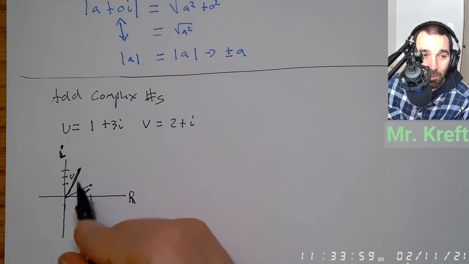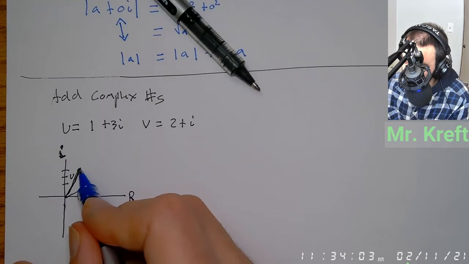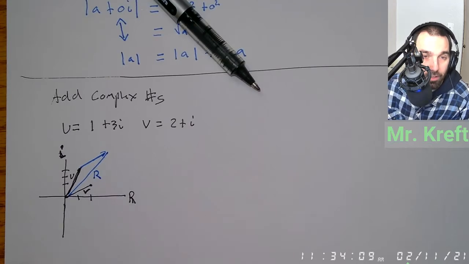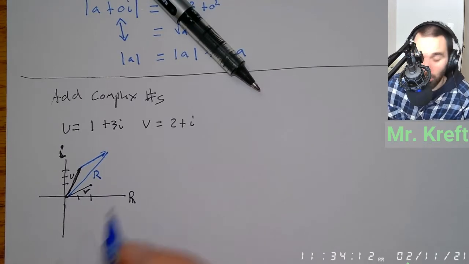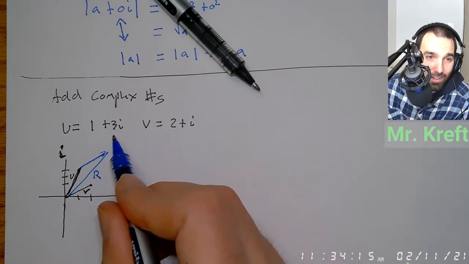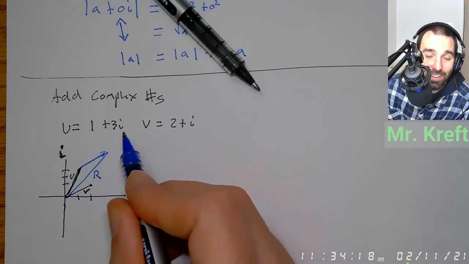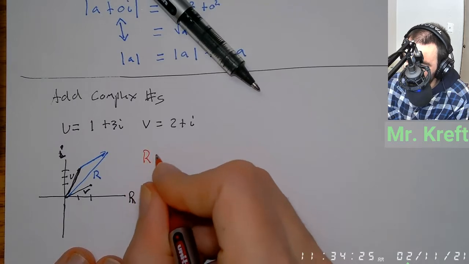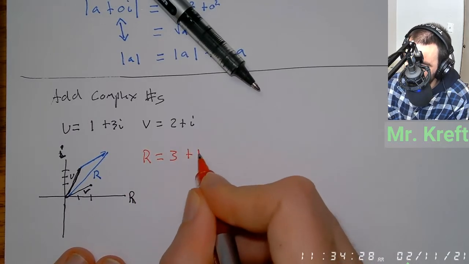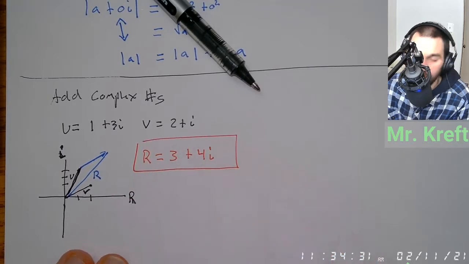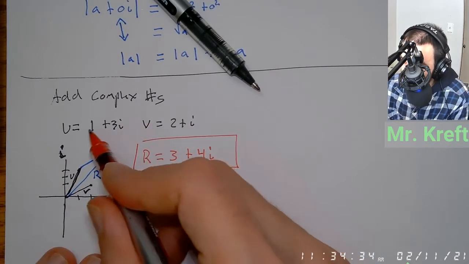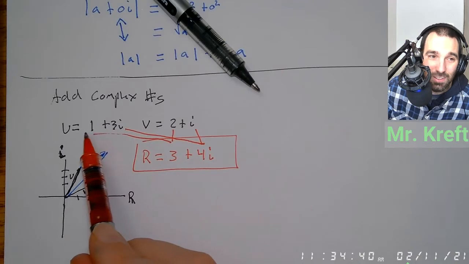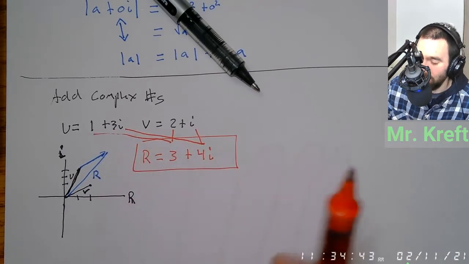Okay, so when I'm adding these, remember what we're really doing is we're just taking this v and we're going like this, and then we're finding the resultant. Does that make sense, guys? So it's the exact same thing we've been doing with vectors before. So you add the real components, you add the imaginary components, and you guys probably already did that in an algebra class. So my resultant vector would be 3 plus 4i. Okay, so again, you combine the reals and you combine the imaginaries.